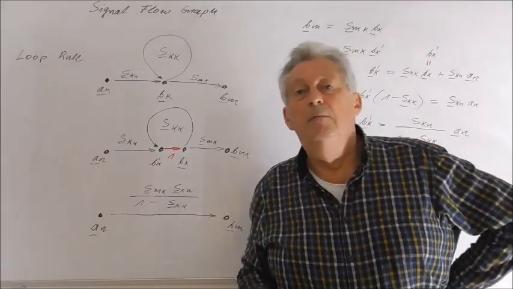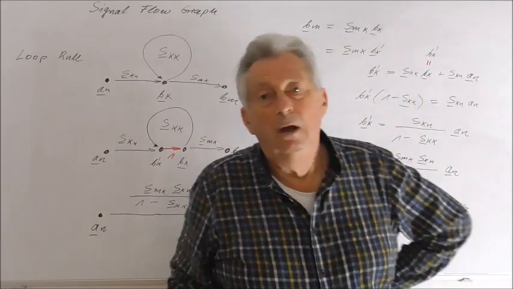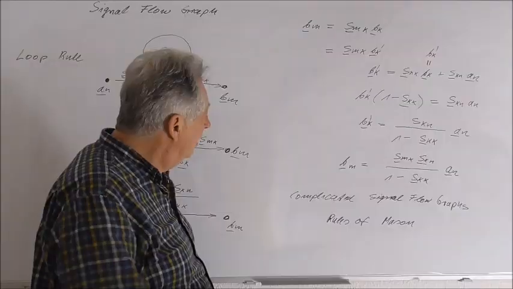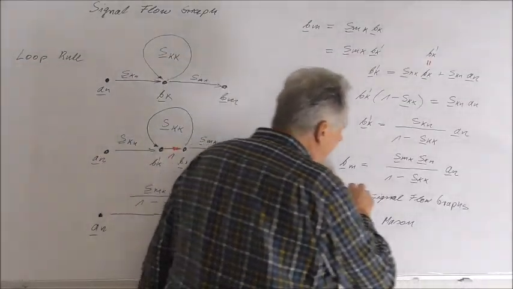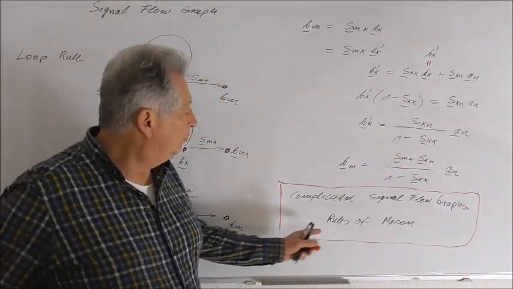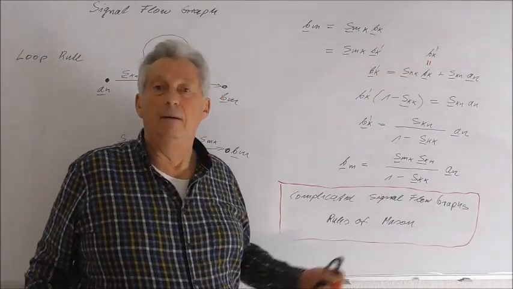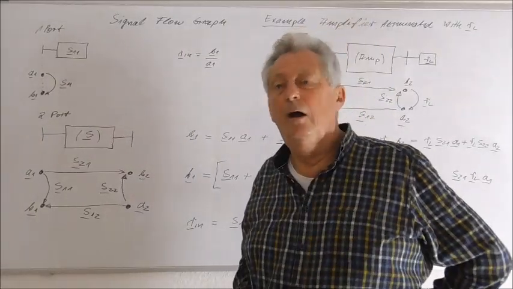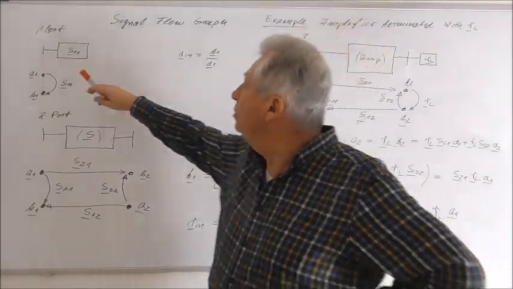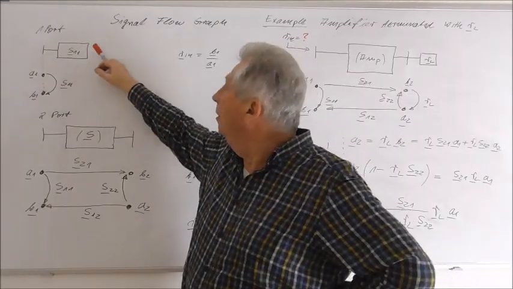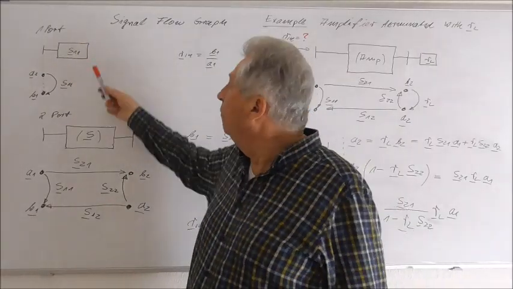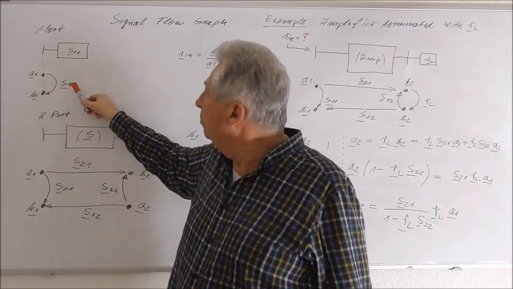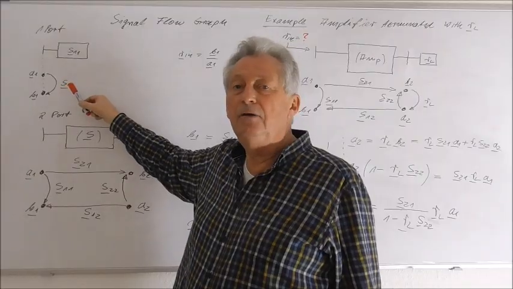Of course there may exist more complicated signal flow graphs, and if there are more complicated signal flow graphs, I want to give you the hint to have a look at the rules of Mason. So we go on now considering the signal flow graph, and as an example I want to introduce here the signal flow graph for one port. Of course, if I have a one port, it's quite easy. We have the wave amplitudes A1, B1, and it's connected via the S parameter S11.